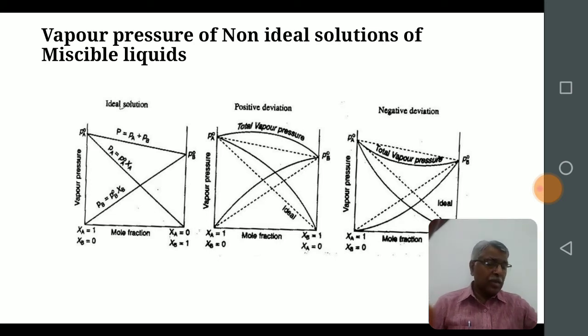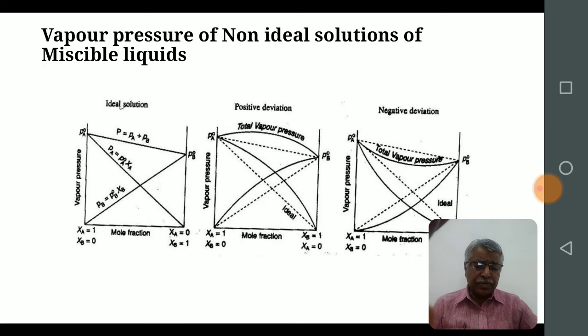shows small deviation from ideal behavior, and the total pressure remains always between the vapor pressures of pure components. It is observed that the total pressure as well as the partial pressures of each component show a small deviation. It may be positive or it may be negative from Raoult's law.